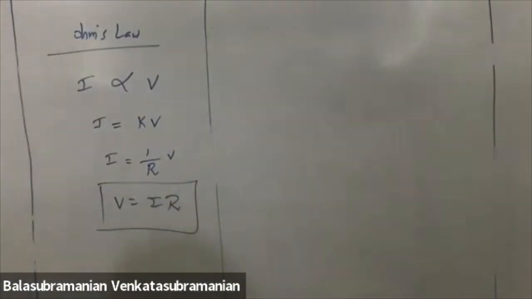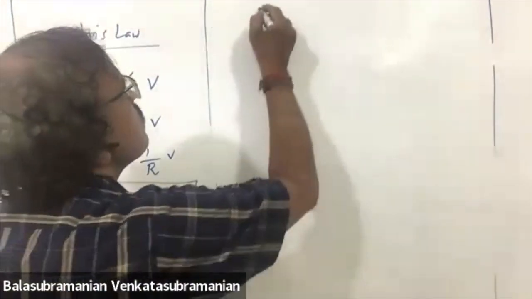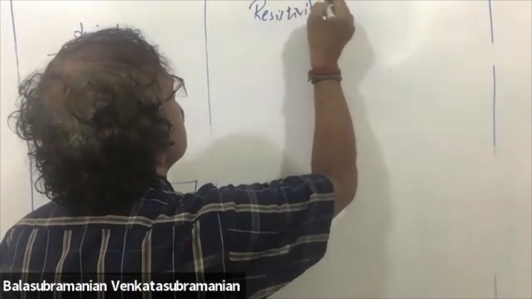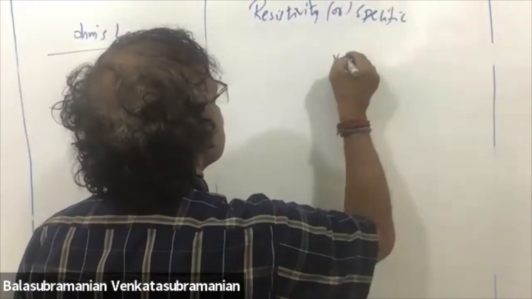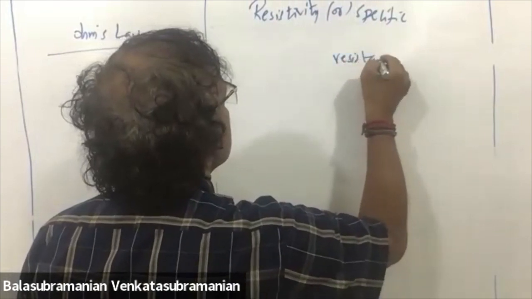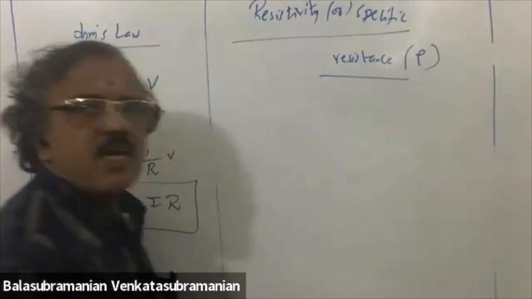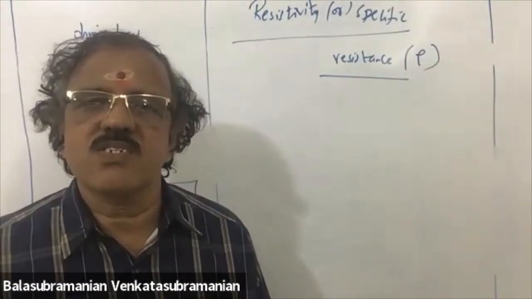Next, resistivity and conductivity. Resistivity of the wire. Another name, specific resistance, represented by rho. Resistivity or specific resistance.